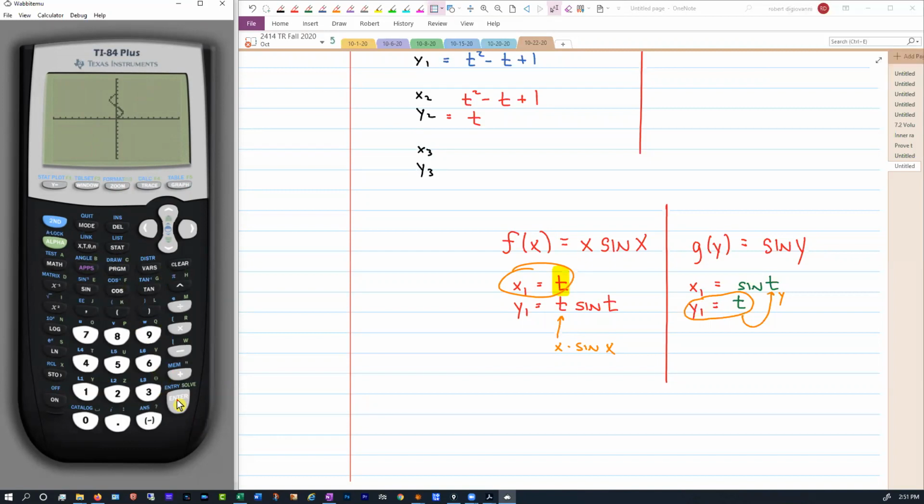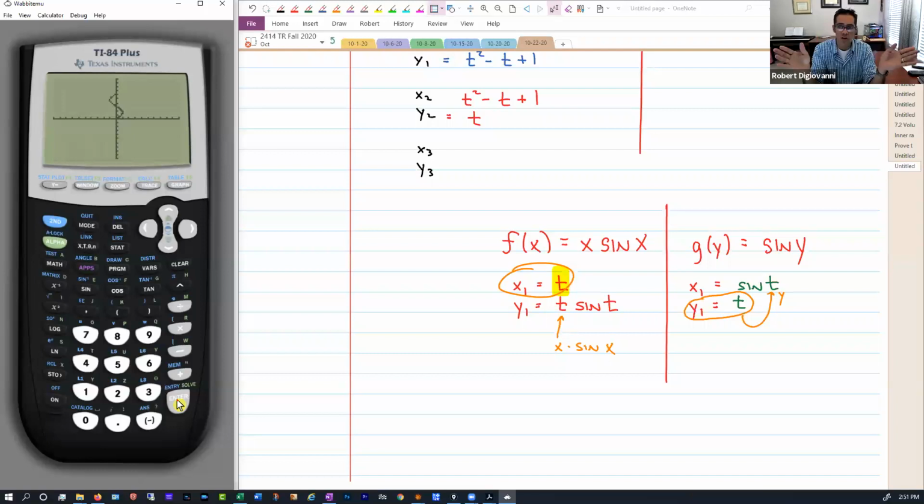And so that was t. If you're going to do a traditional function, then you're just going to let the x be t, and then you let the y be the function with the x's replaced with t's. If you have it the other way around, and it's a function of y, you're going to let the y be the t and let the x be the function with the y's replaced with t's. I hope that makes sense.